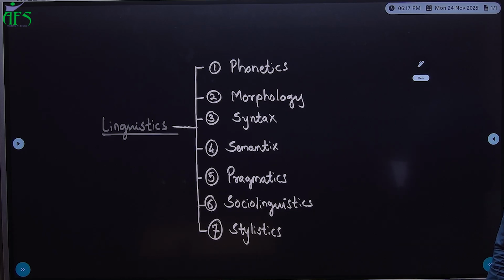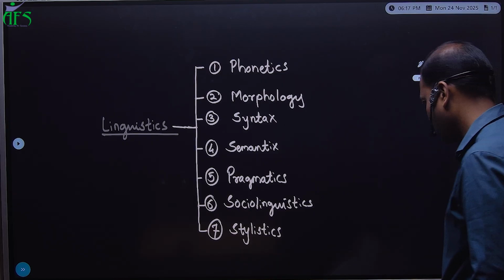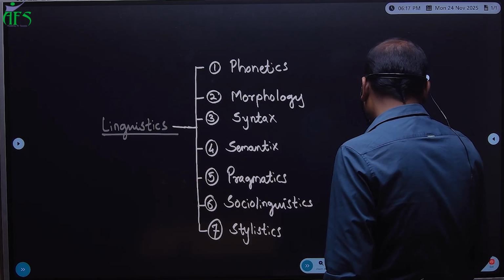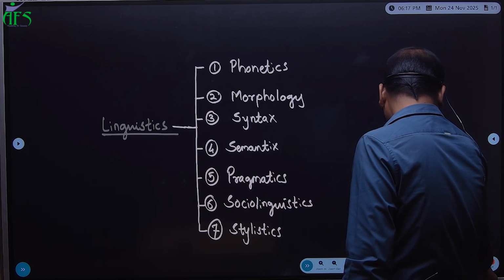As you know, the first is lungs, right? I'll show you in short.